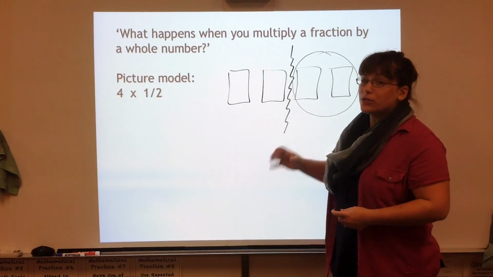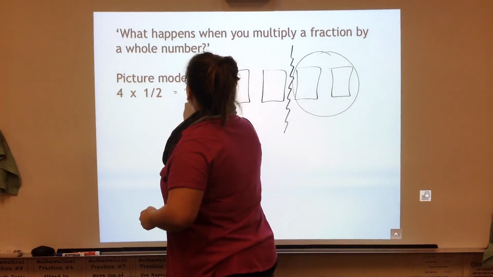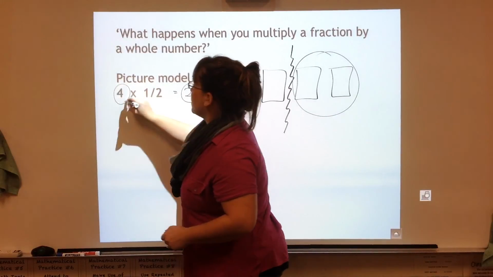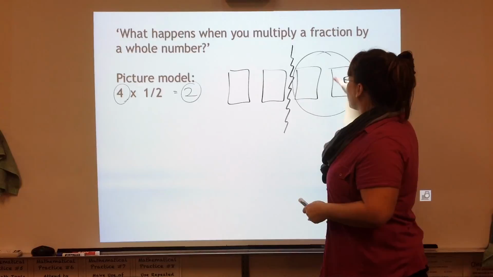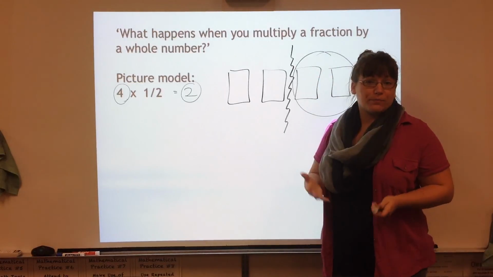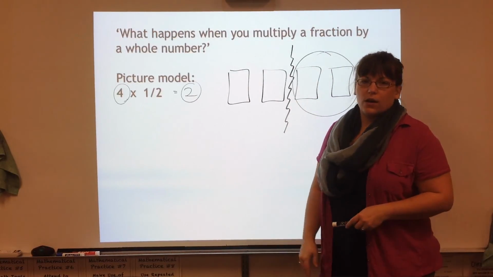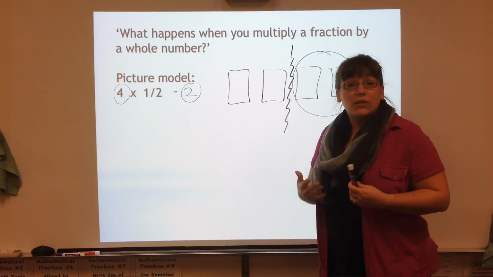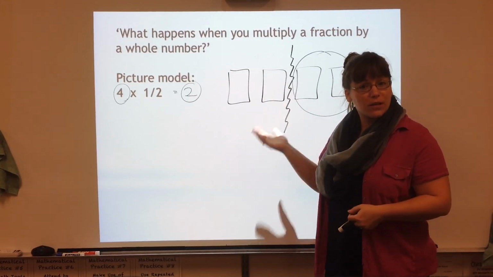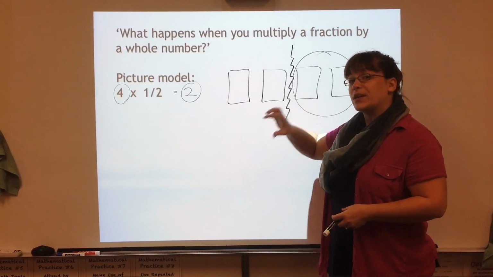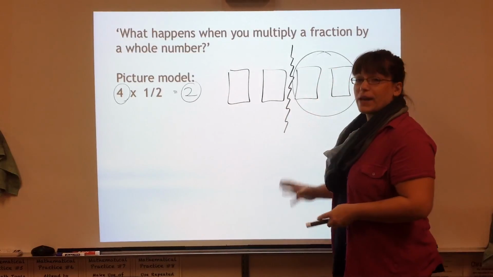Notice the answer 2 is less than the whole that we started with. That makes sense. If we're cutting it in half, we're going to have less candy bars or pieces of paper than we started with, whatever you want those rectangles to represent. I just wanted to show you the picture model of what happens when we take a whole number and we multiply it by a fraction.